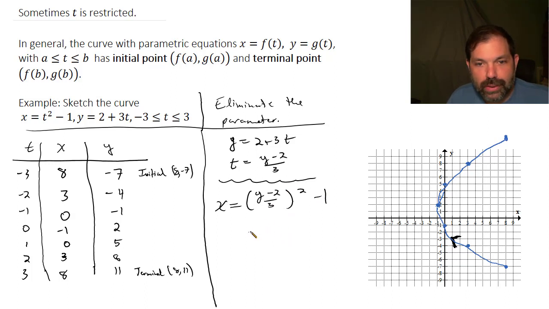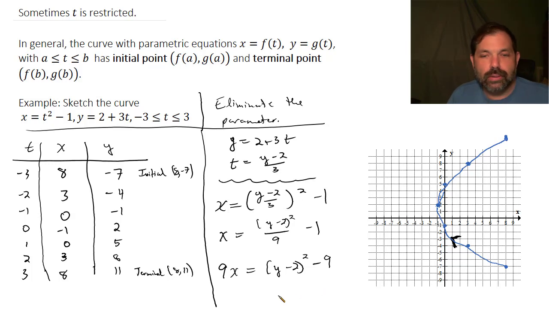And so we can simplify this a little bit. x would equal (y minus 2) squared over 9 minus 1. And I don't know, maybe we multiply through by 9. 9x is equal to (y minus 2) squared minus 9. And so you can maybe see that this is the equation of a parabola. Especially if you're taking pre-calculus and you've studied conic sections, you should recognize this as a Cartesian equation of a parabola.